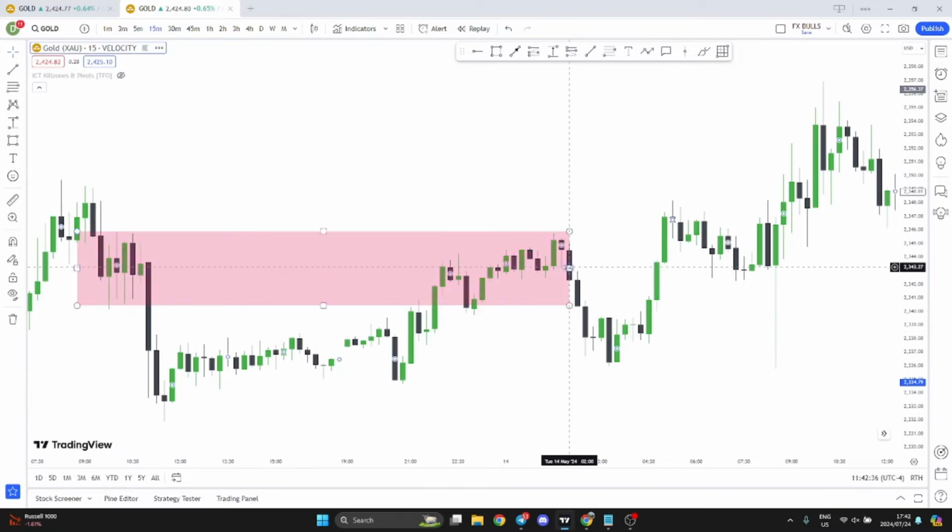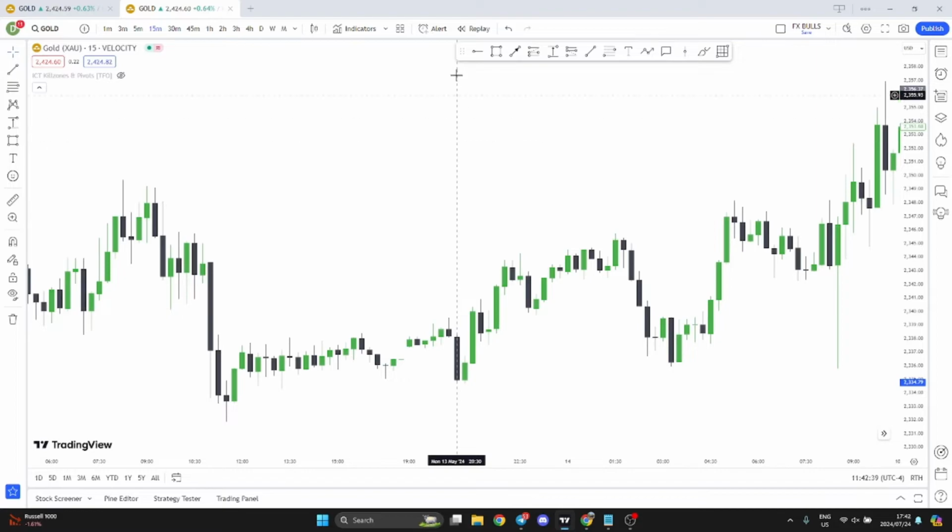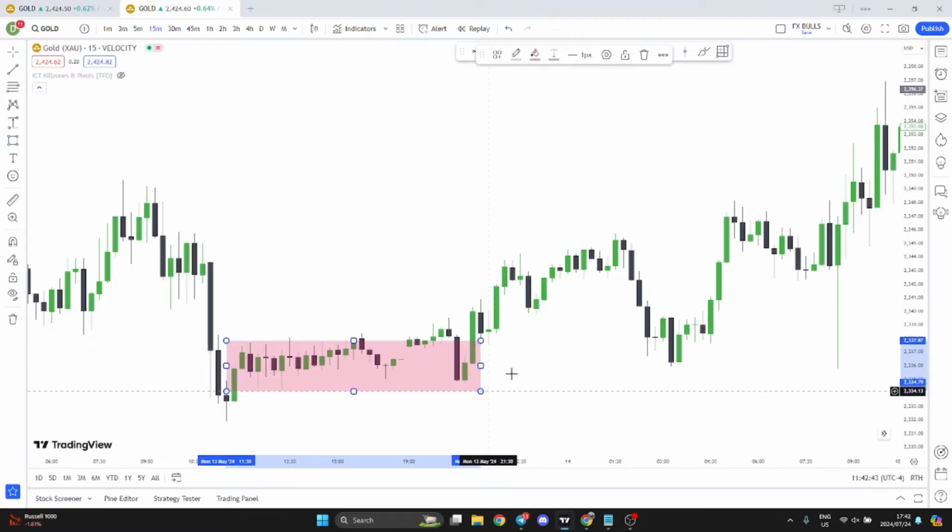And so there's two examples that I can see here on the 15-minute time frame, right? You can see we have another range being established over here, right over here.